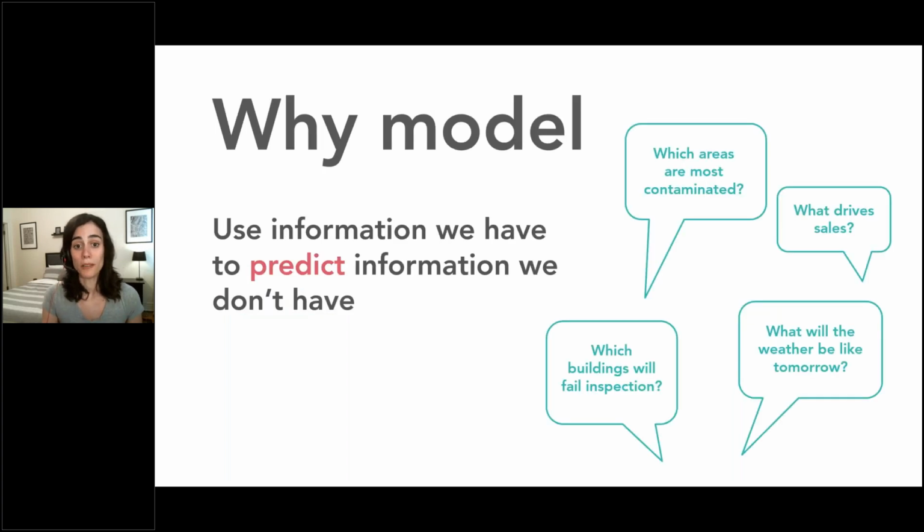And so why do we model? Well, we want to use information that we have to predict information that we don't have. So we could ask questions like, which buildings might fail inspection? Or what drives sales? Even, what will the weather be tomorrow? That's a classic prediction problem.